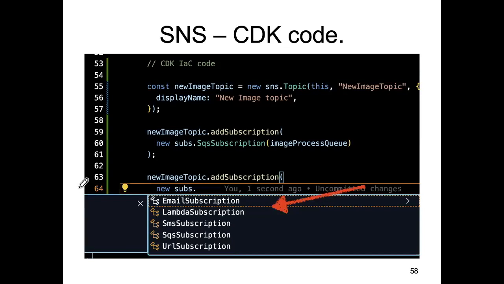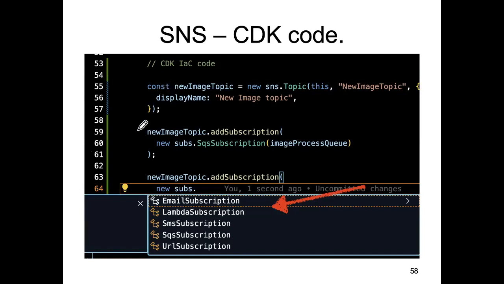The CDK code, which we have already seen now, is pretty straightforward, really. You create your topic, so that's what we're doing here. We're creating our SNS topic. There aren't many properties that we need to set for the topic. I think display name is probably optional, actually, so you can get away with not setting any properties.